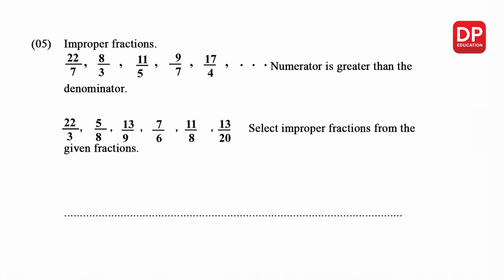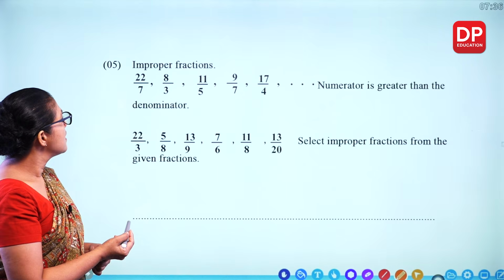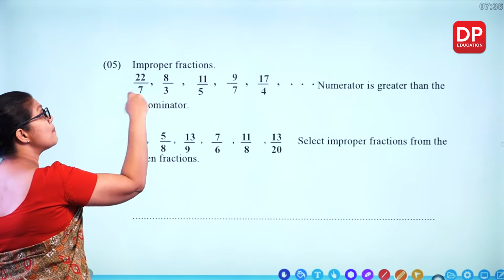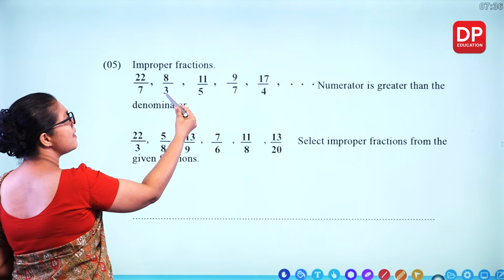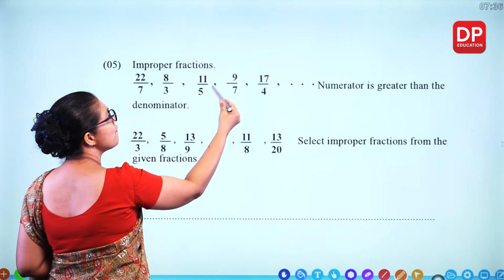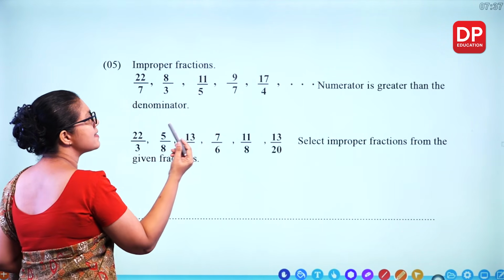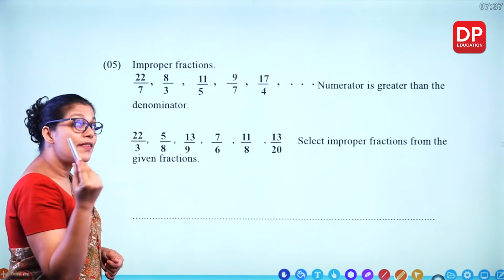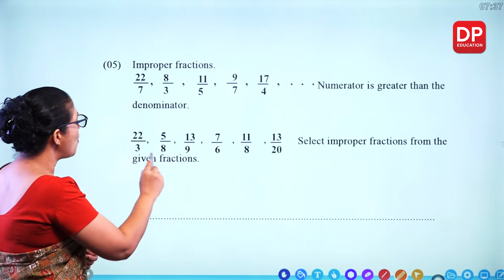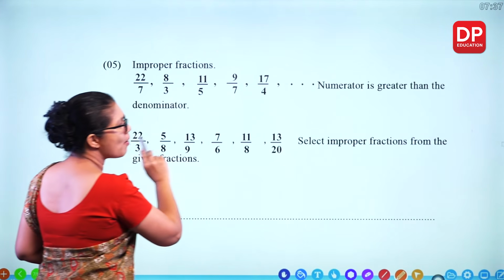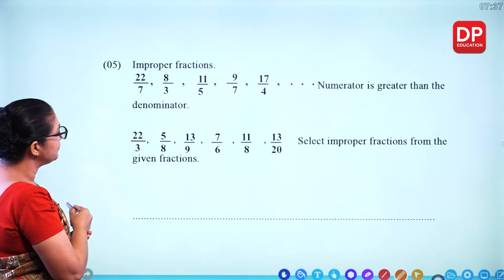Improper fractions are the other way around. When the numerator is bigger than the denominator, we call those improper fractions. Look at this one. 22 is bigger than 7. 8 is bigger than 3. 11 is bigger than 5. 9 is bigger than 7. 17 is bigger than 4. Now, select improper fractions from these ones.